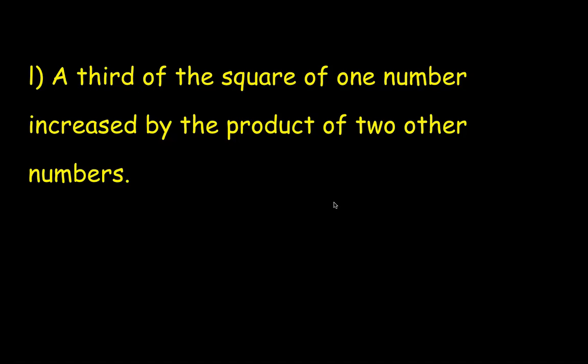A third of the square of one number increased by the product of two other numbers. A third of the square of one number increased by the product of two other numbers. Pause the video, continue when you're ready.